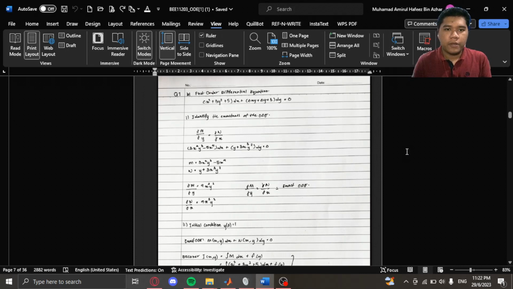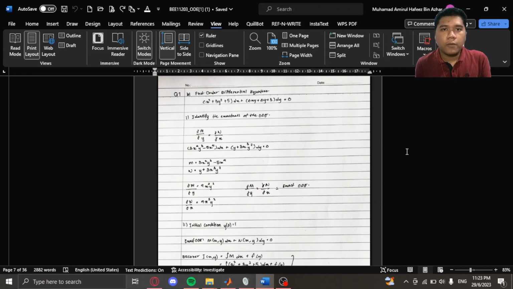For the first part of question B, we need to identify the exactness. So we need to make sure that the partial derivative of M over y is equal to the partial derivative of N over x. First we need to identify M and N. M is equal to 3x^2 y^2 minus 5x^4, and N is equal to y plus 3x^3 y^2.